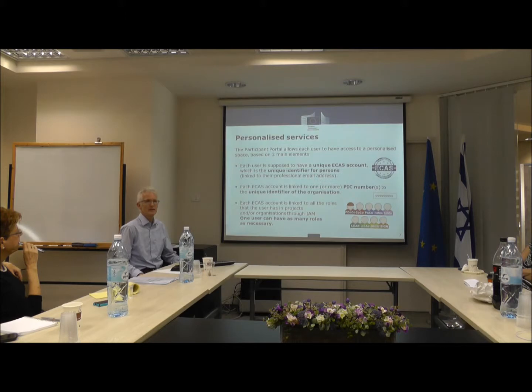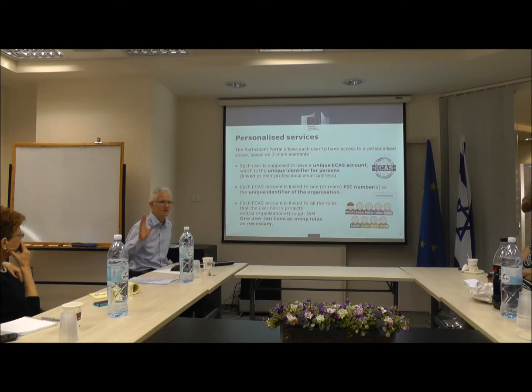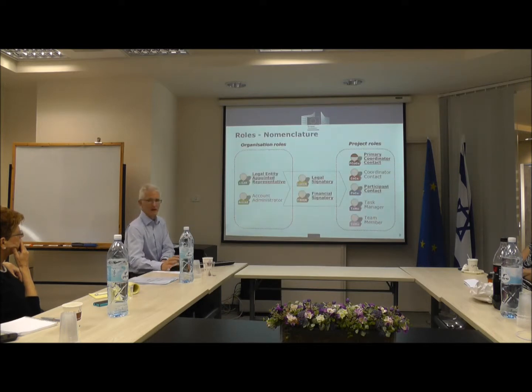There is the principle that one person, one ECAS account can have as many roles as necessary. So you can be at the same time participant contact in 25 projects, you can be linked to 70 proposals, you can be the leader of 3 organizations, you can have an expert profile, and so on and so forth. And this is all linked to your personal ECAS account. Do I have to go through the details of the different existing roles?